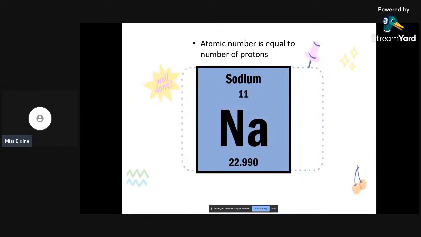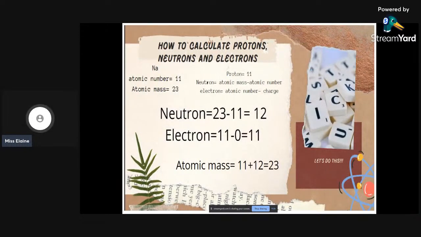Okay. So, atomic number is equal to number of protons. Always remember that. Atomic number is equal to number of protons. Protons is equal to atomic number. Inulit ko lang, di ba? This is the atomic number and this is the average atomic mass. Now, how to calculate protons, neutrons, and electrons if the neutrons is not present na sa periodic table? I have here some examples.